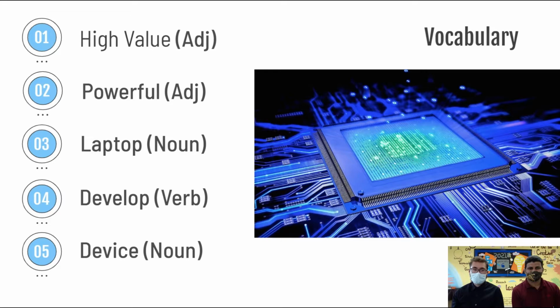The second last, develop, the verb. A computer can develop something, or a phone can develop something new. And last is device. A device is usually an object, mostly electronic, that is capable of performing certain tasks.